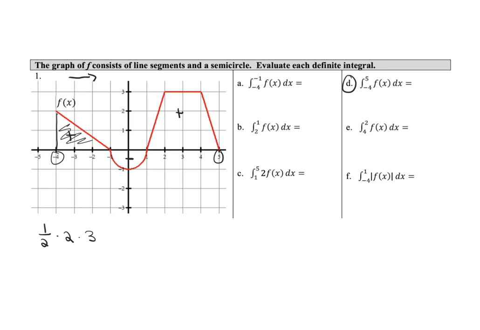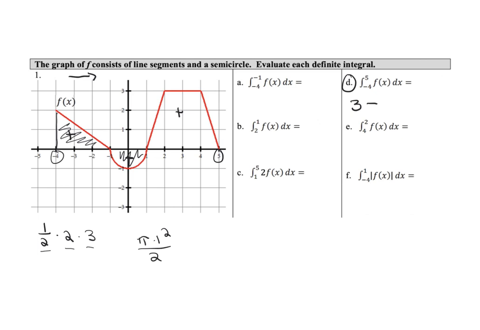So this triangle right here would be 1/2 times 2 times 3. So that is 3. And then I'll subtract the area of this semicircle. That's radius 1, so pi r squared, but then cut in half. So we're going to subtract pi over 2. And then for this trapezoid, we have the 1/2 and the height, and then adding the bases, we should get 9. So this is 12 minus pi over 2.